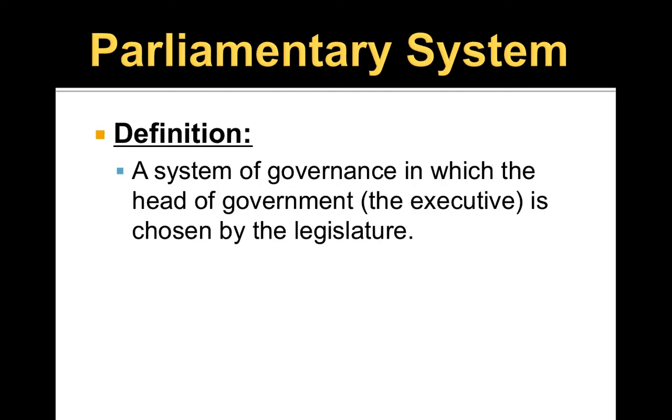Okay, so what's a parliamentary system? Definition. A parliamentary system, and I remind you to stop and take these notes down, is a system of governance in which the head of the government, the executive, is chosen by the legislature. In this case, it would be something like a prime minister. So in England right now, David Cameron is the prime minister. He is the chief executive of Great Britain. He's the guy who's in charge, right?